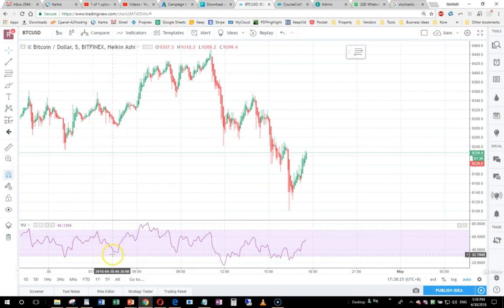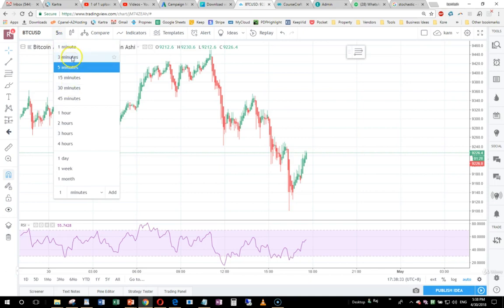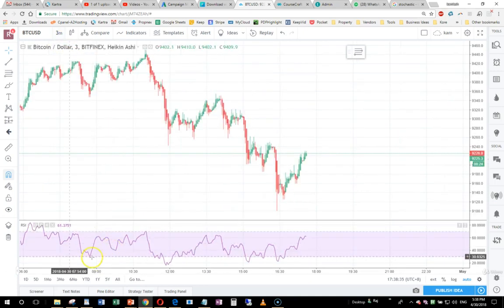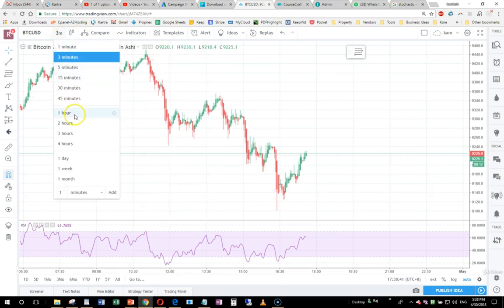Now, what duration to look at RSI on? So in general, a good duration is 5 minutes. If you are day trading, you can even look at 3 minutes. All right. And of course, the RSI pattern will change. And if you are doing 2 trades a week, then you can look at a 1 hour.